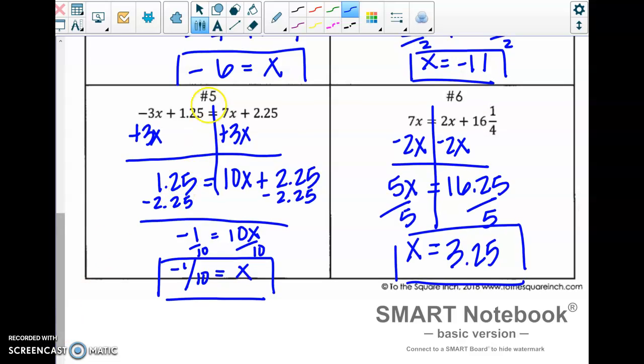Number 5, I do want to point this one out on the process. Looking at the very first step when I had negative 3x and 7x, I decided to get rid of the negative 3x. Now the inverse of that, the opposite of that, in order to get rid of that, I had to add 3x to both sides. So that one was a little different because we had a negative x. So I counteracted that by adding 3x to both sides. And then my final solution was x equals negative 1/10 or negative 0.1 if you left it as a decimal. Then number 6, I got x equals 3.25 or 3 1/4 if you left it as a fraction.